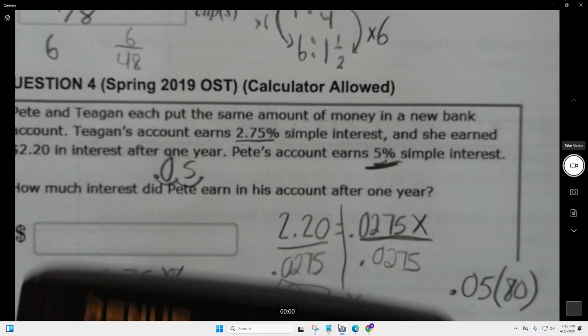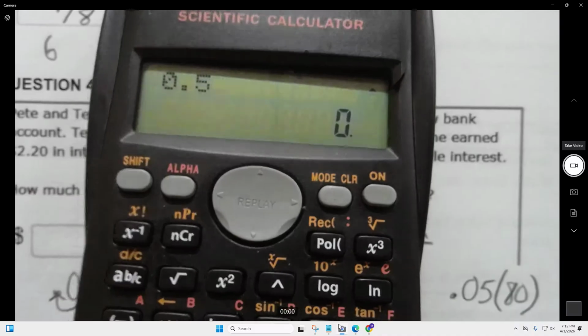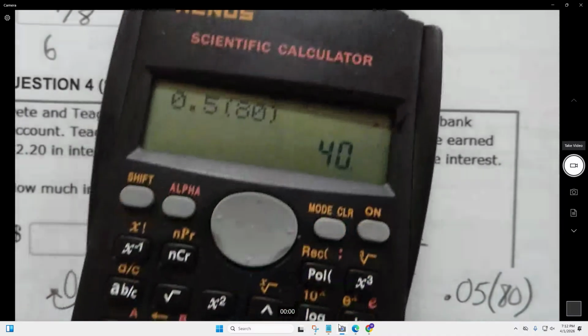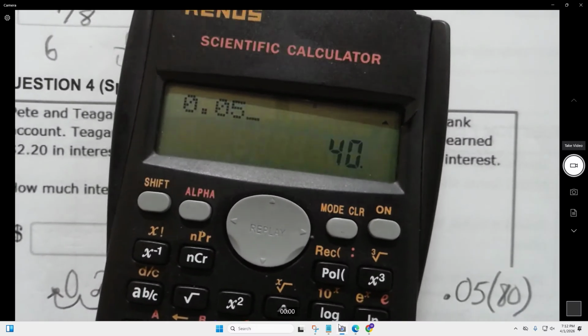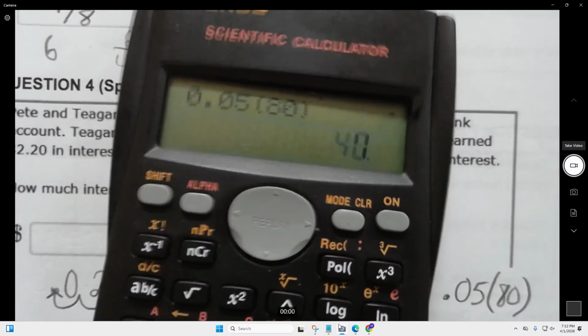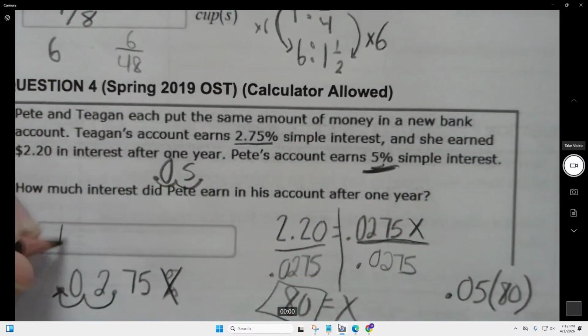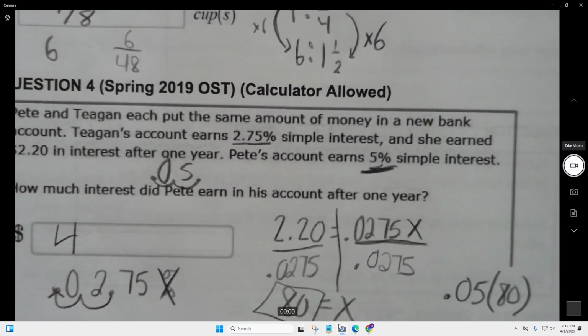So 0.05 times 80 is 4. So he earned $4 in interest.